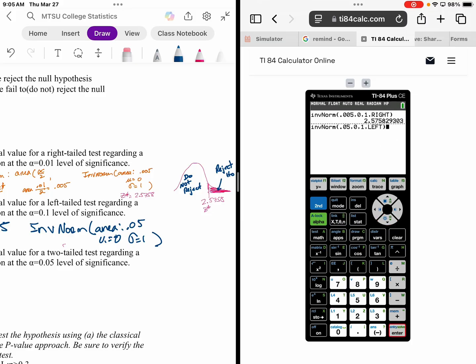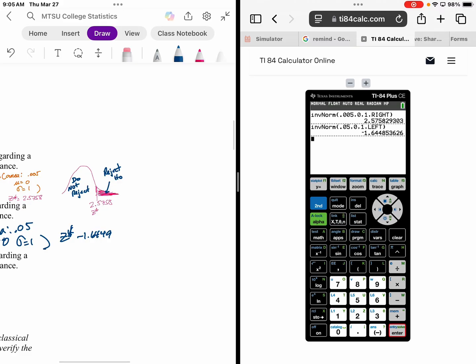Go down to paste. And my z star here is going to be a negative 1.6449. In this case, we do keep the negative on there. My shaded zone is to the left of that number. So if I get a z statistic, if that fraction formula works out to be a bigger negative than 1.6449, then I would reject the null hypothesis using the classical method.